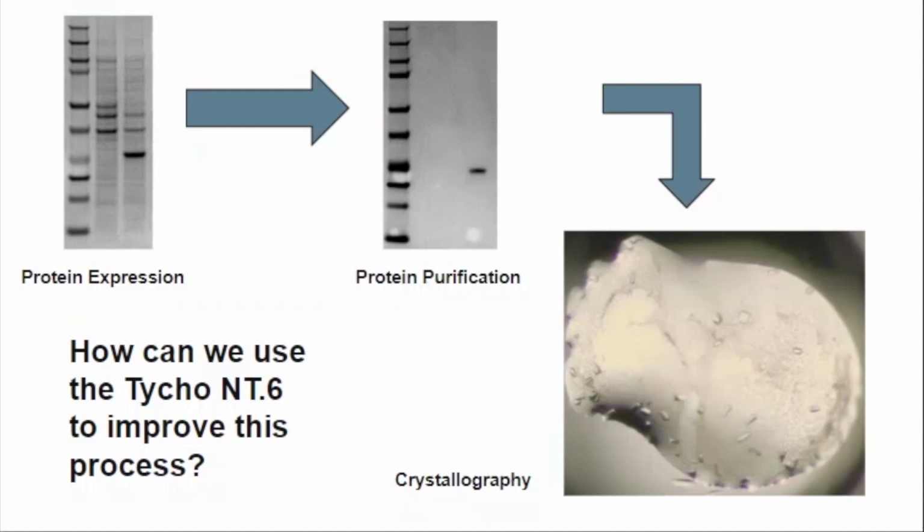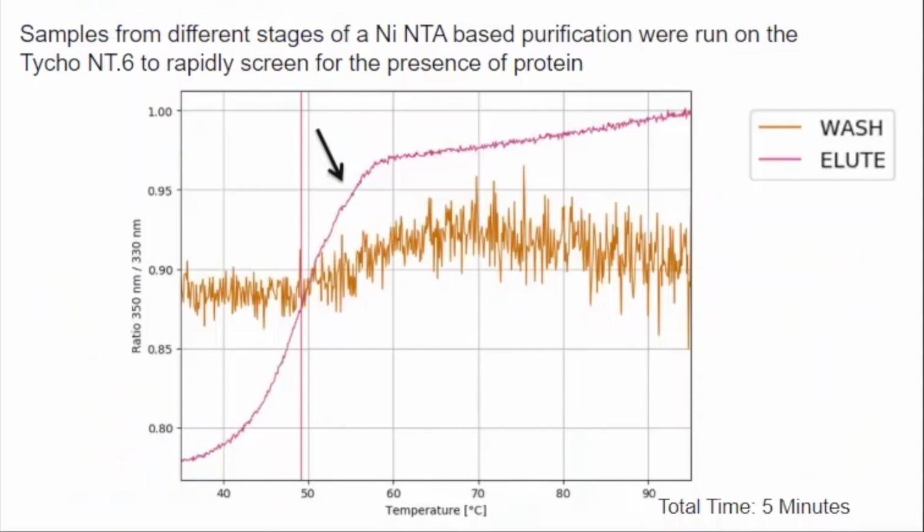So how can I use the Tycho to make this process faster and better? As you can imagine, with protein purification, one thing we do a lot is nickel-based purifications with histidine tags. The Tycho allows us to rapidly screen samples that come off of nickel purification for the presence of protein to allow us to quickly eliminate fractions, or quickly eliminate samples. So in this screen, you'll see an orange trace and a pink trace. The orange trace came from our wash fraction, and the pink trace came from our elution fraction.